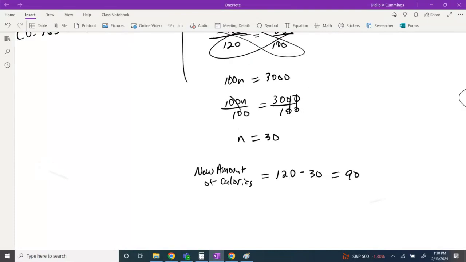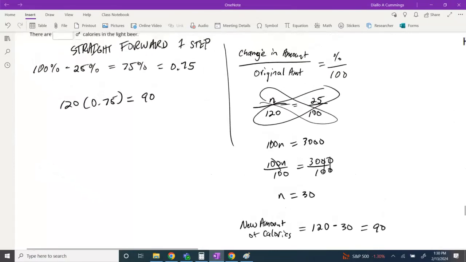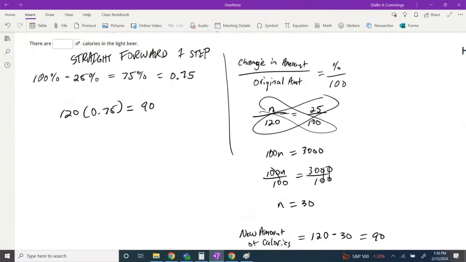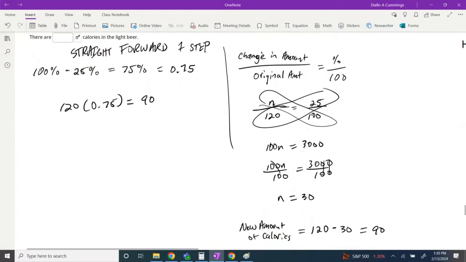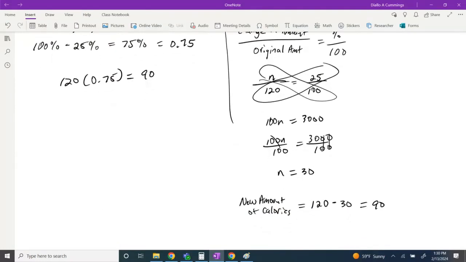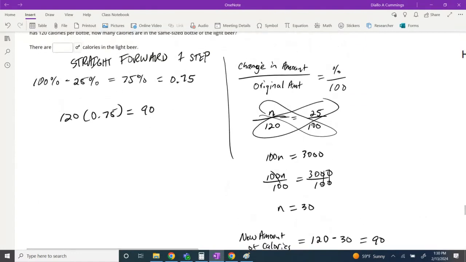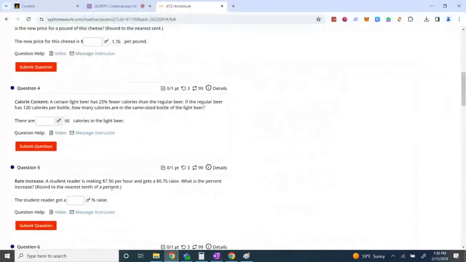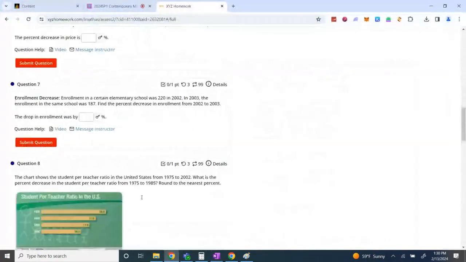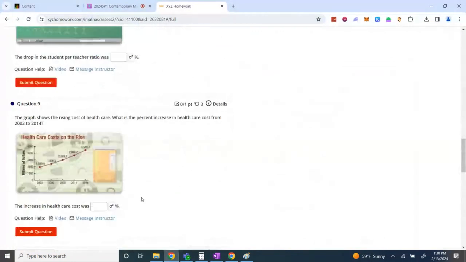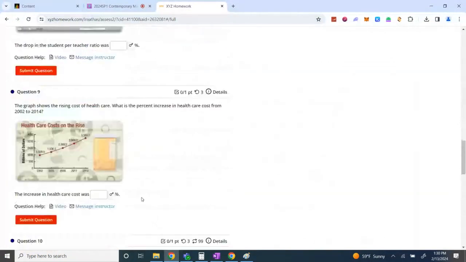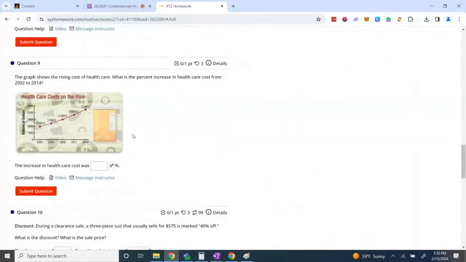So you can do it straightforward in one step by either adding or subtracting from 100 and multiplying by the original amount, or you can do it in two steps. All right, any questions about percent increase or decrease? Okay, all of the problems in this set are pretty much the same. But let's take a look at number 9. Let me copy this over.